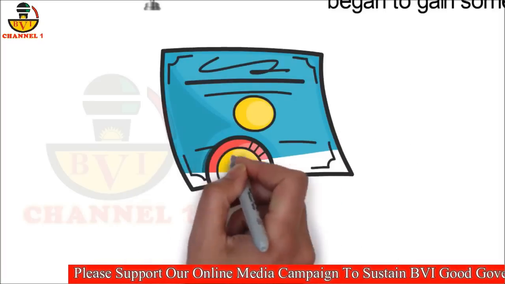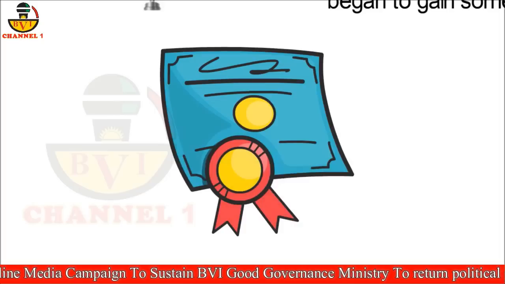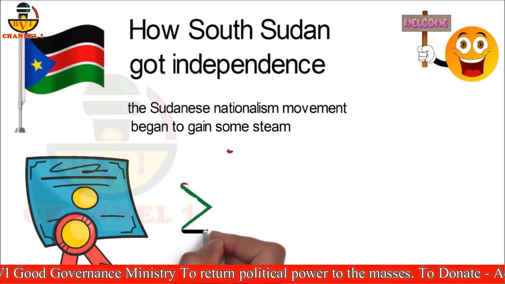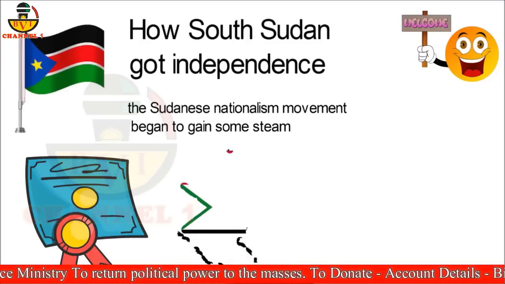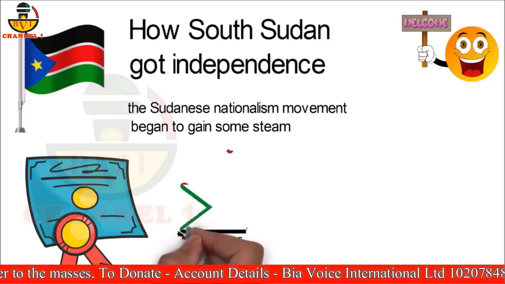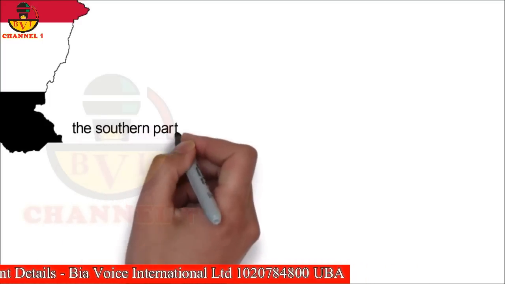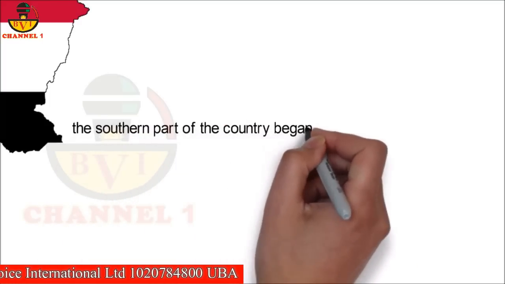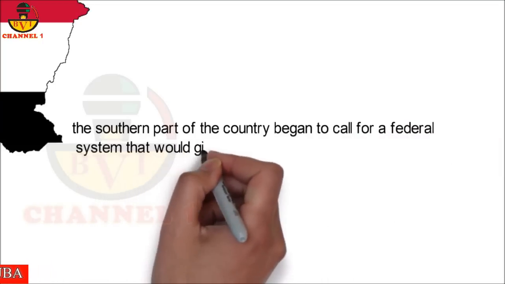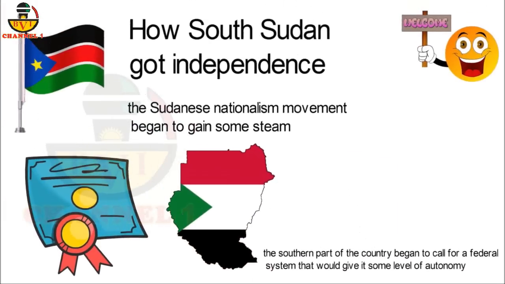The British colonizers signed an agreement in 1953 that granted the Sudanese self-governance. Though free from British rule, the undeveloped, mainly Christian and animist South was under the administration of the predominantly Muslim North, based in Khartoum. The divide was growing so widely within the newly autonomous Sudan. Soon, the southern part of the country began to call for a federal system that would give it some level of autonomy from the central government.